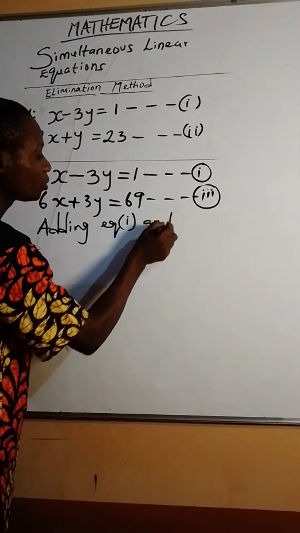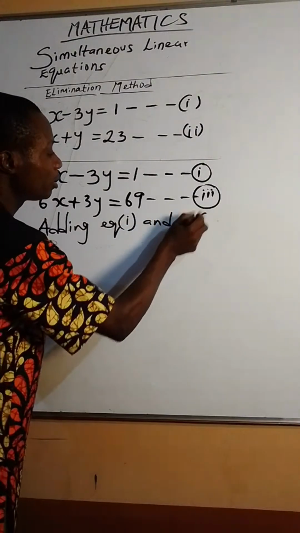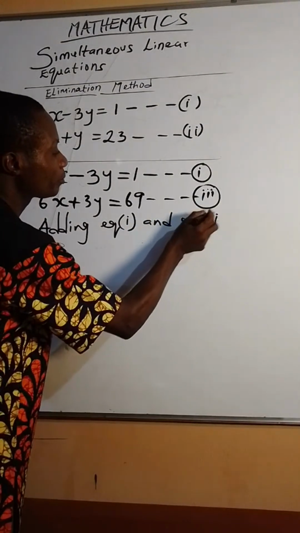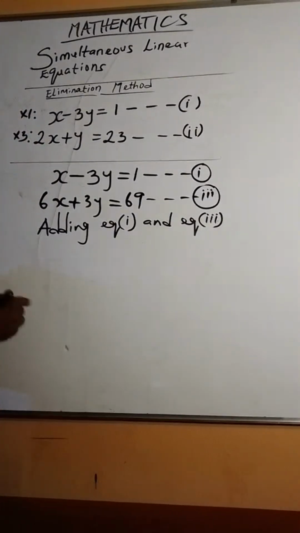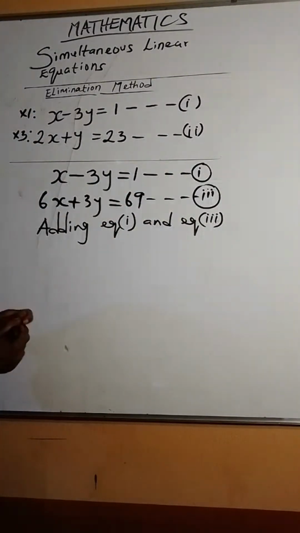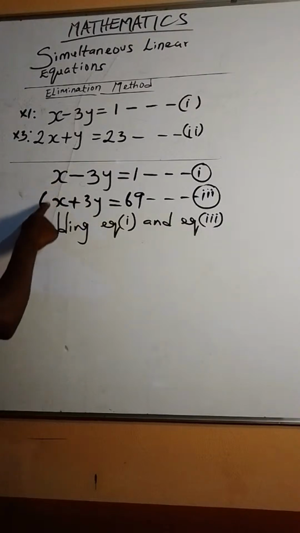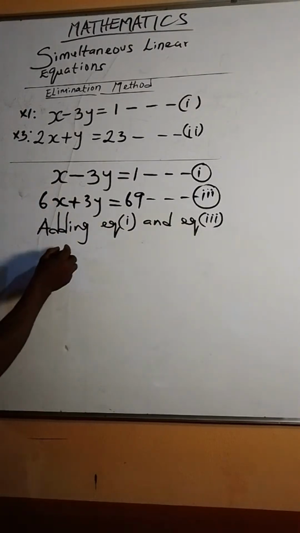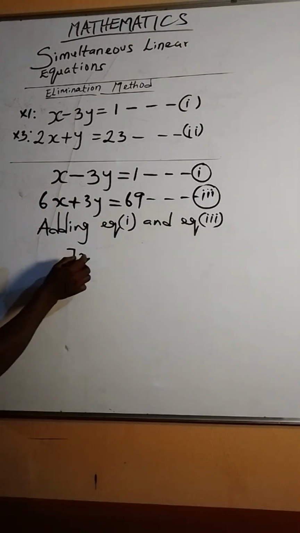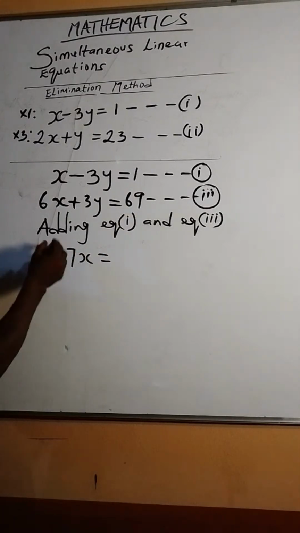Okay, equation 1 and equation 3. Together we are going to add these two together, and when we do that, we have x plus 6x. We are going to get 7x. This will give us 7x equals this one.